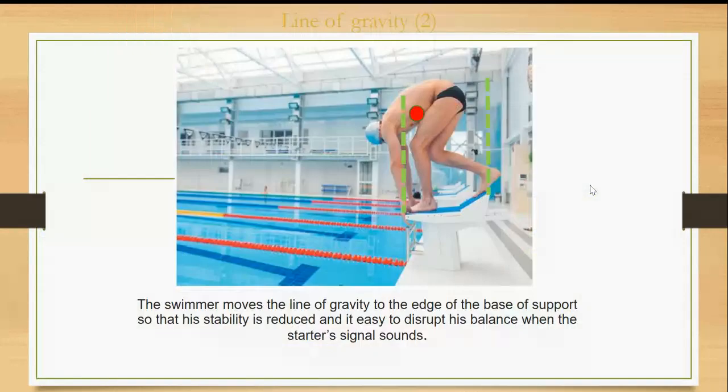So much like the crouch start at a 100-meter race, a swimmer can move the line of gravity to the edge of the base of support so that his stability is reduced. Why would he want to reduce his stability? As soon as that gun signal sounds, he's already right on the edge, and he just needs a little propulsion and he will go forward very quickly because he's already in a bit of an unstable position. If he started from back here, there would be a greater distance for him to move before he would be unstable, and when he's jumping, he is going to be unstable.